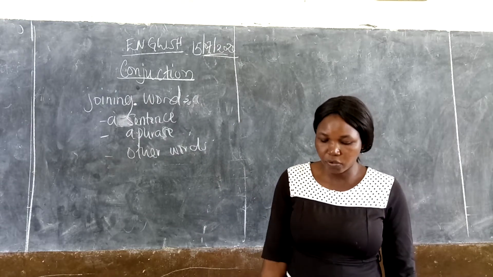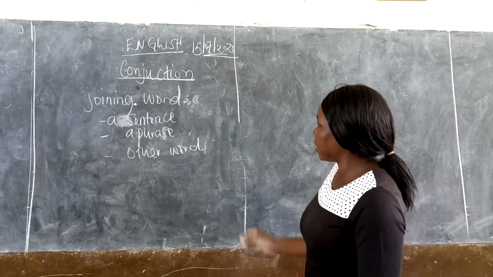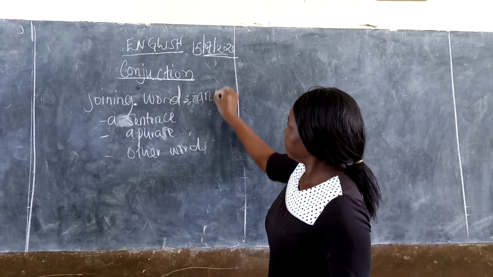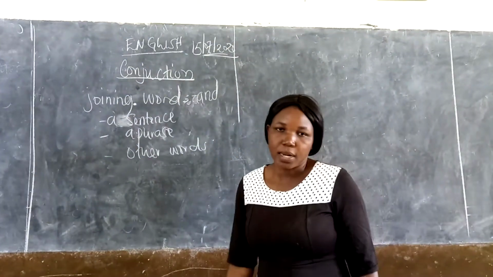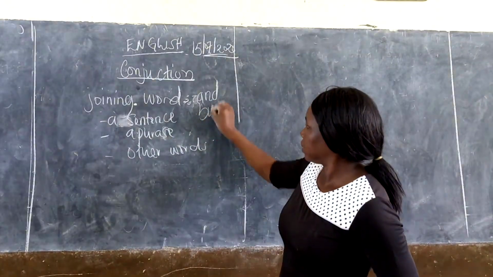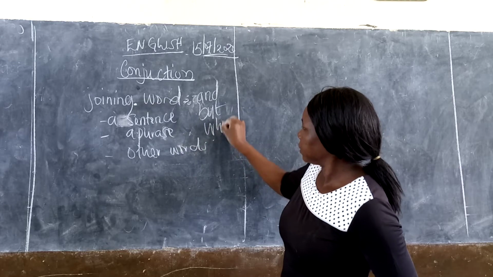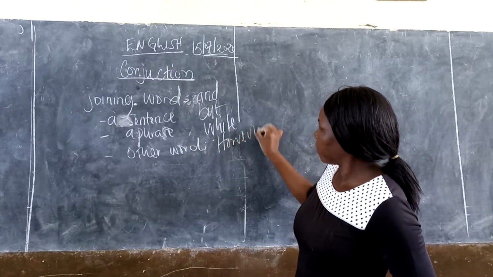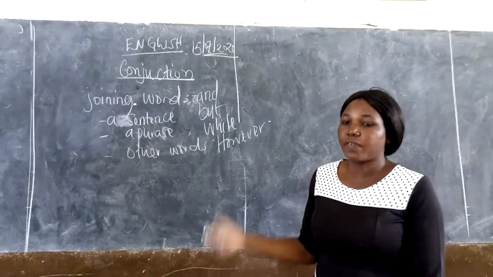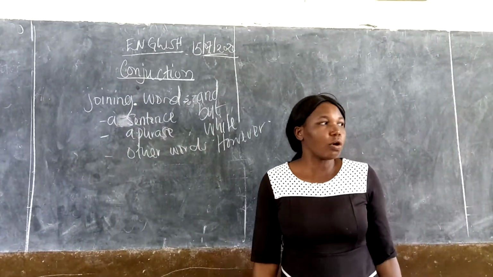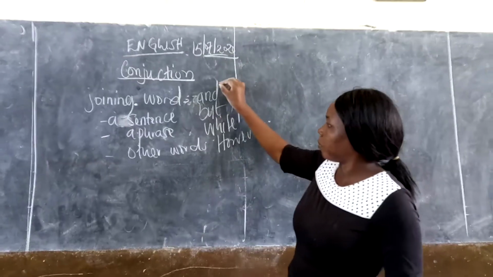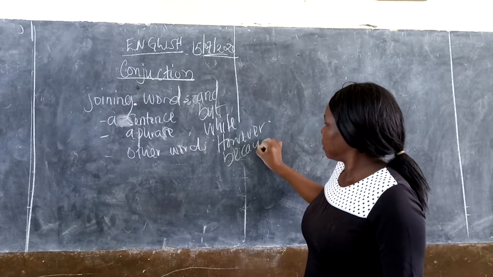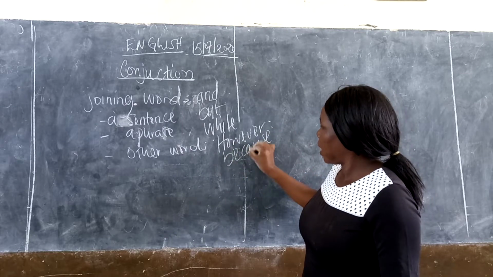Examples of conjunction: we have and. We have but. We have while. We have however. All these and very many others are examples of conjunction. We have because, which is also a conjunction.